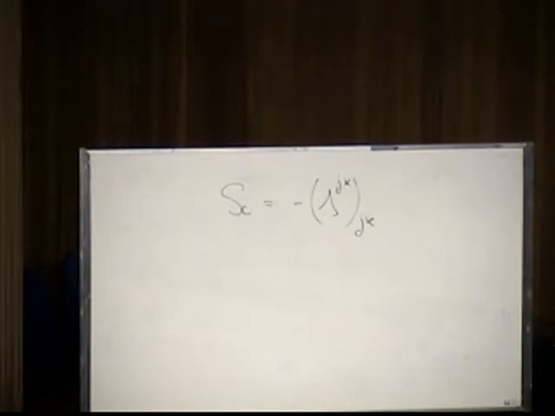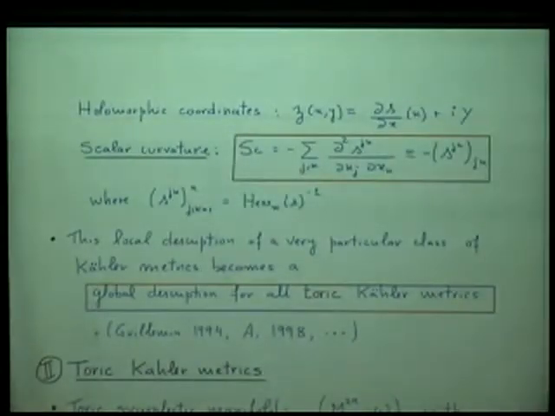Okay, and the point of me explaining this is that this local description of a very particular class of Kaehler metrics in local coordinates, so it was particular in several ways, I made R equal to zero, and I made S only depend on half of the coordinates, actually becomes a global description for all toric Kaehler metrics on toric manifolds. Okay, and that's what I want to explain next. And that started, at least from my point of view, by finding this paper of Victor Guillemin of 1994, and then I started working on this around 1998.